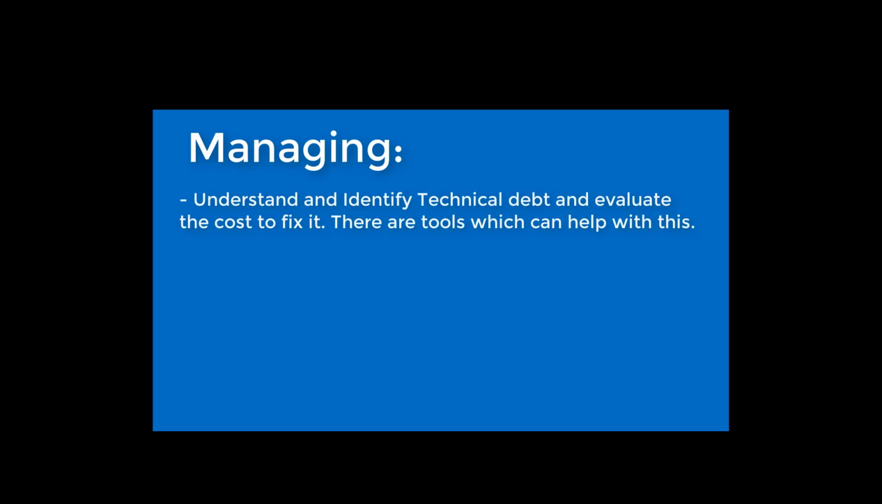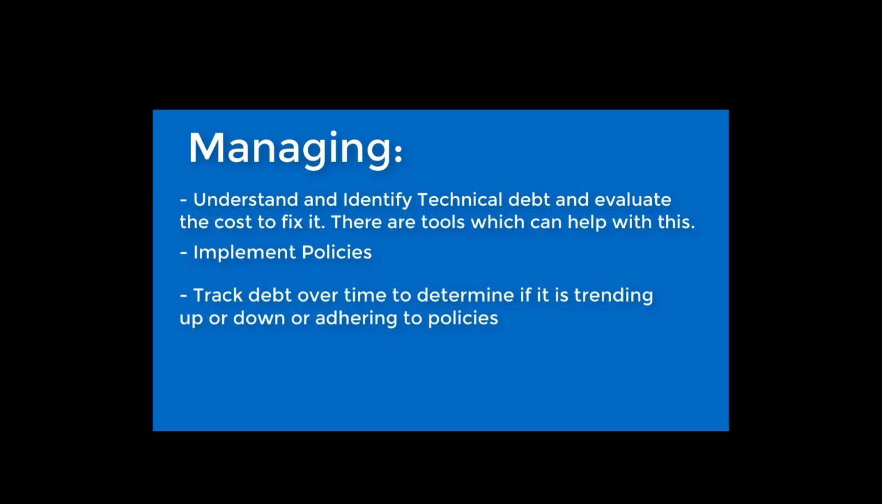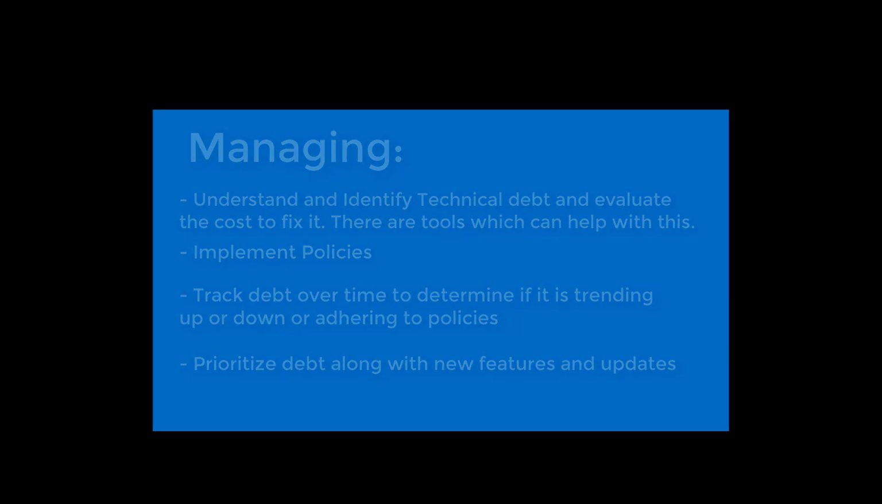Some considerations when managing technical debt include understanding and identifying the debt and where it is located in the code, as well as evaluating the cost to fix it. There are tools that can be used to help with this. Putting policies in place focused on preventing debt from getting worse and managing it down, such as allowing for the periodic updates of Resource Manager templates for new API versions, and doing that as part of your general development work. Tracking debt over time to ensure it's trending down in the right direction, and meeting defined policies. Prioritizing debt along with new application features and desired functionality.